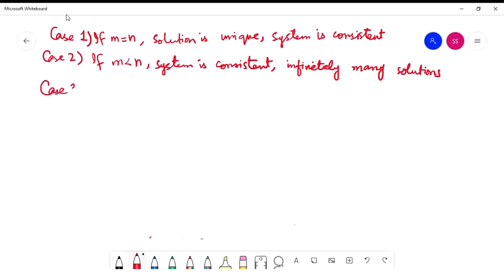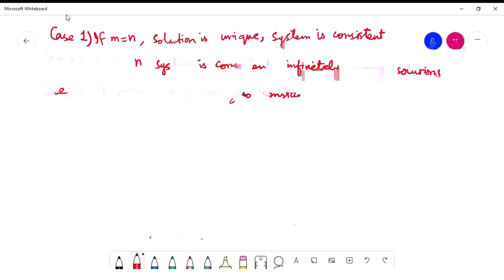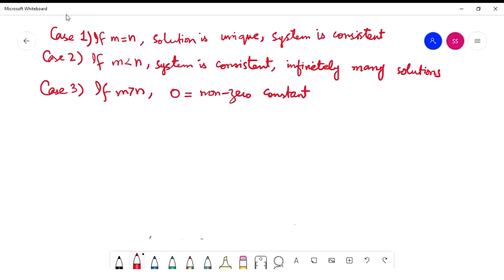And case number 3 is if m is greater than n, that means the number of equations is greater and the number of unknowns is less. This can lead to a contradiction, like if you have 0 equals some non-zero constant. If you reach that type of conclusion, like 0 equals 7, that means it is a contradiction. If this case arises, then your system is inconsistent.